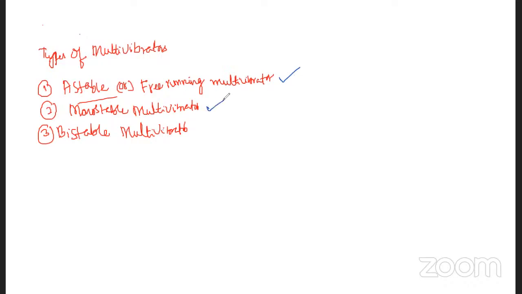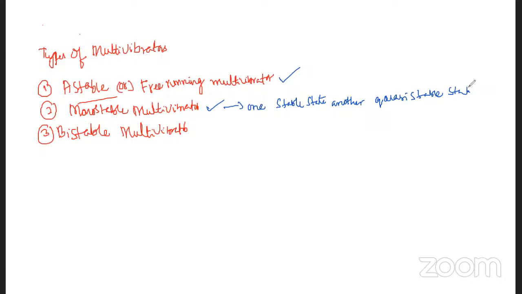And the next one we have is the monostable multivibrator. The monostable multivibrator has one stable state. In the previous case, we have two quasi-stable states. In the case of the monostable multivibrator, we have one stable state and one quasi-stable state. These are the two states we have in the monostable multivibrator.